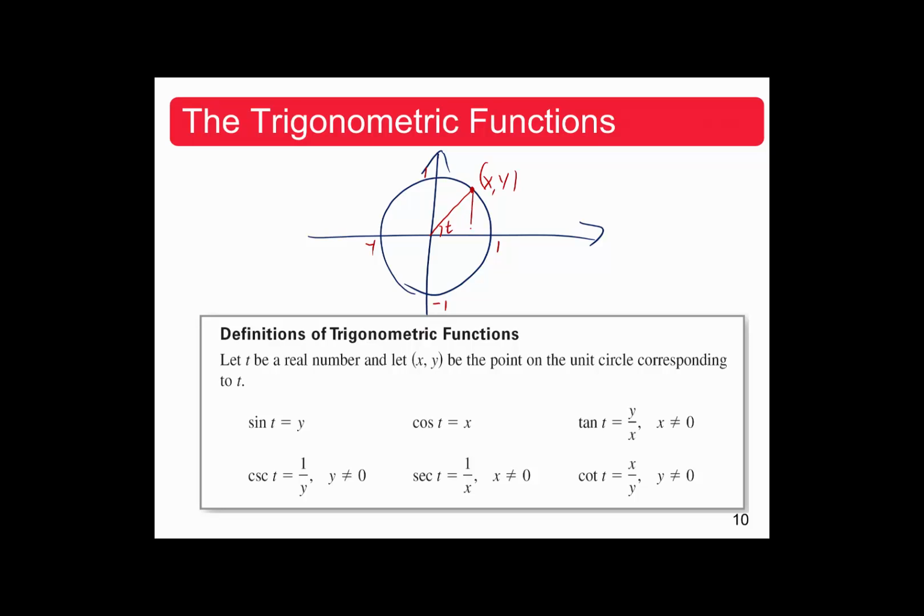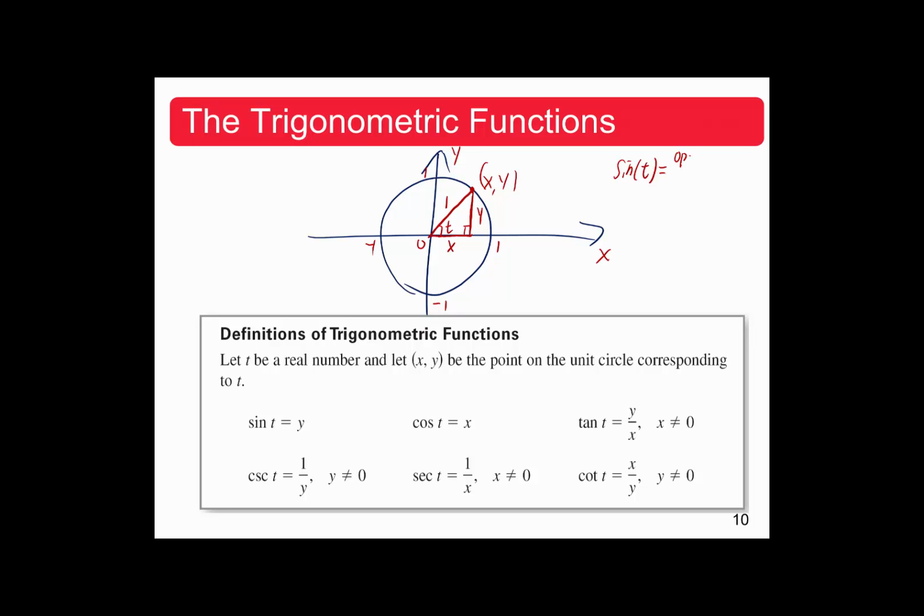Now again, we create a right triangle here by drawing a vertical line perpendicular to the x-axis. Okay. Now we have a right triangle here, this right triangle. Now the x coordinate goes here, the y coordinate goes here, and the unit circle radius is 1 unit. So now we can define sine t. Sine is always the opposite over hypotenuse.